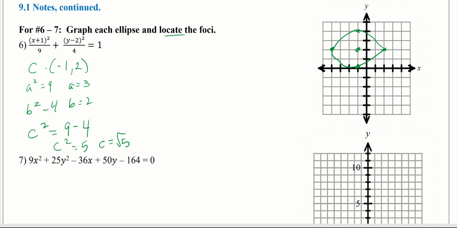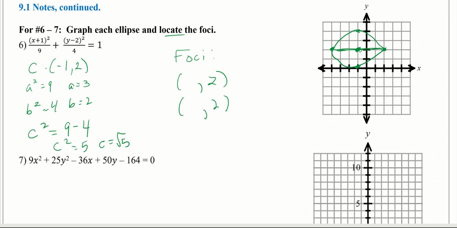Okay? But unfortunately, my center now is not at the origin. It's not at 0, 0. This is my major axis, right, following the x direction. So what I like to do for my foci is, since it's in the x direction, we know our y is not going to change, right? So our y is going to stay the same.